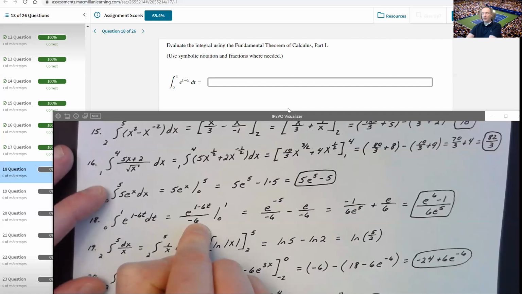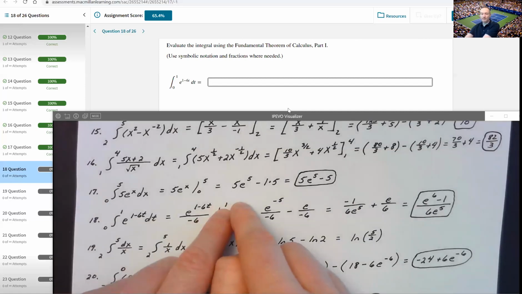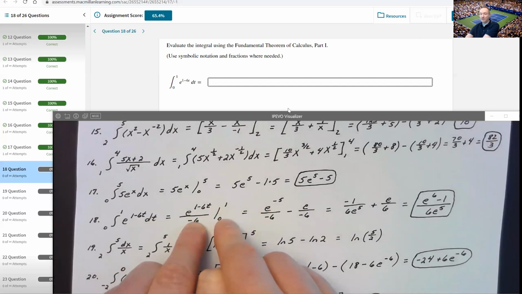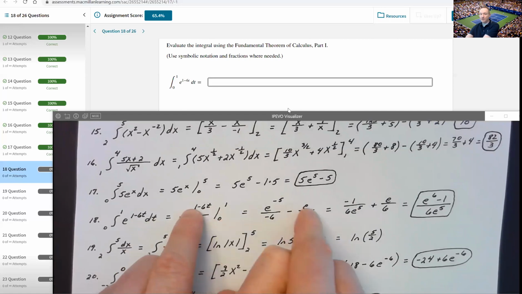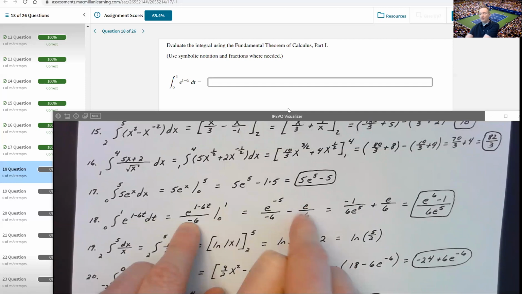We're now evaluating between 0 and 1. When I plug the 1 in, I would get e to the 1 minus 6, e to the negative 5th power, divided by negative 6, minus the lower limit. When you plug the 0 in, you're just going to get e to the 1st, or just e, over negative 6. But now I'm subtracting a negative. I know that that's going to be adding a positive.